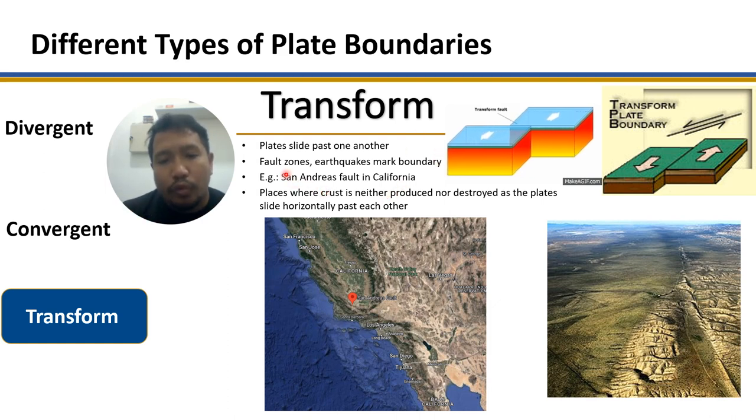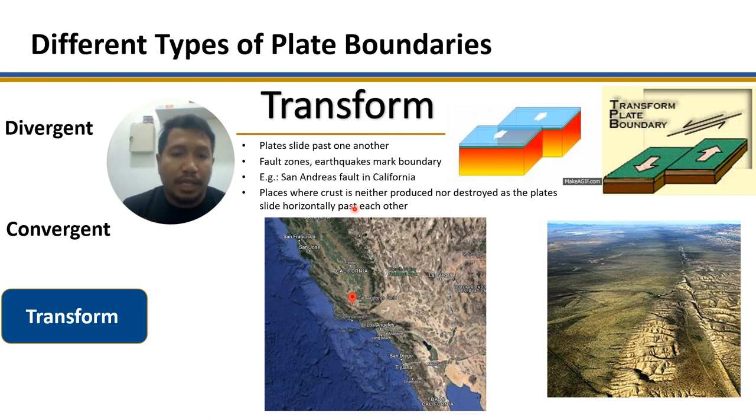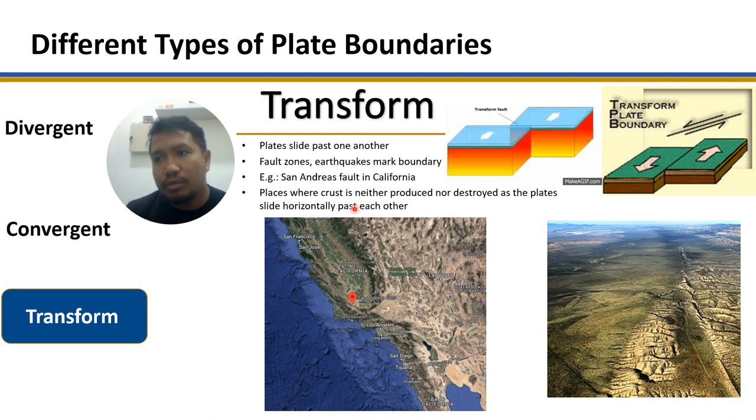Number two, fault zones and earthquakes. Transform plate boundaries are often associated with fault zones, which are large fractures in the earth's crust. These fault zones are formed as a result of the plates grinding against each other during their lateral movement. And earthquakes: due to the immense pressure and friction between the plates, earthquakes are common along transform plate boundaries. The sudden release of stress energy accumulated along this fault results in seismic activities.